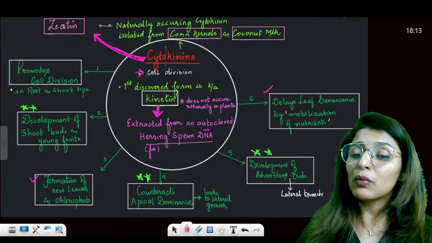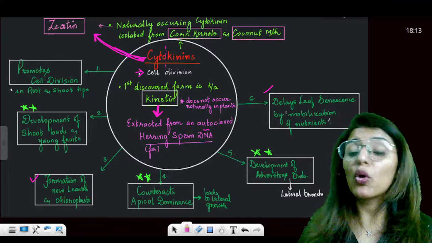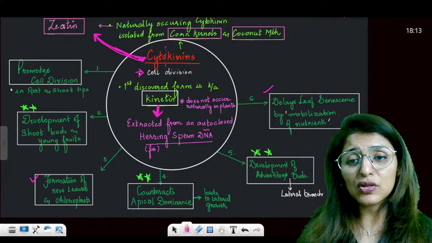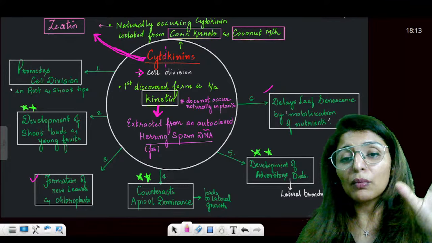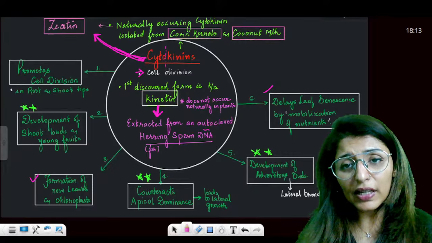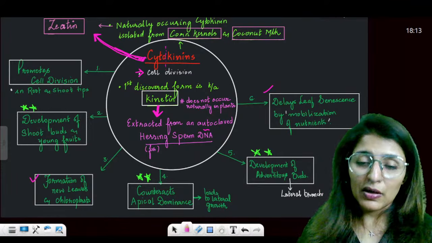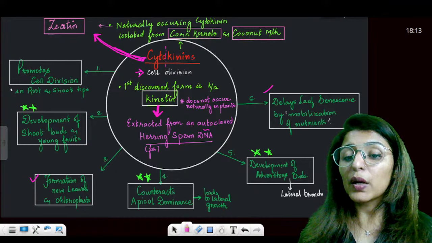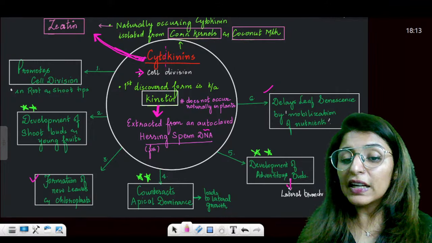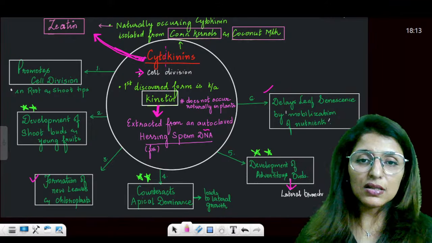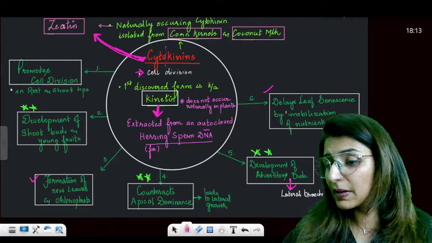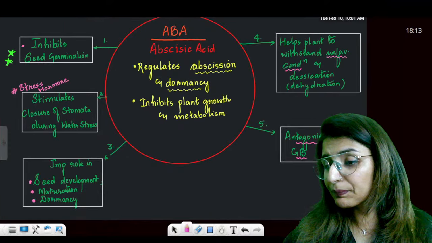Then again, being a promoter, it delays leaf senescence by mobilization of nutrients. Mobilization of nutrients means the nutrients from the old leaf will be transported to the younger parts of the plant. And then the development of adventitious buds, which will lead to lateral branching. This is all done by cytokinins. Please let me know that these points are clear.